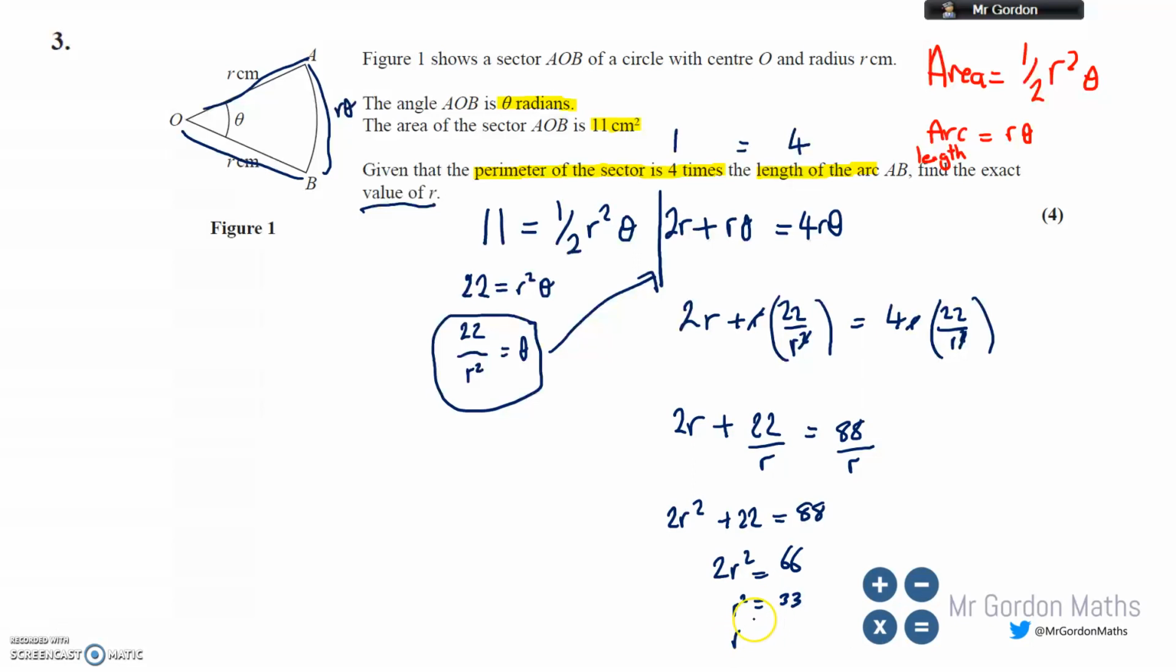So r is going to be equal to plus or minus root 33. And you may be aware that we cannot have a negative length, so we only really want the positive version for our answer, which is root 33. Okay, hope that's been helpful.